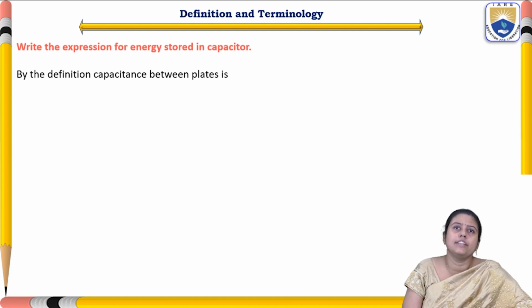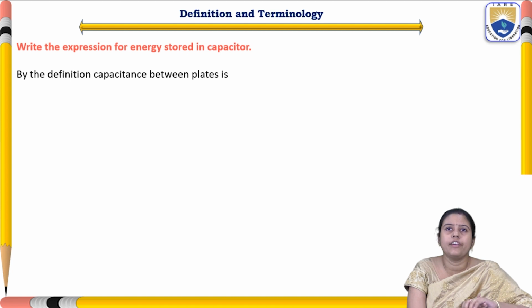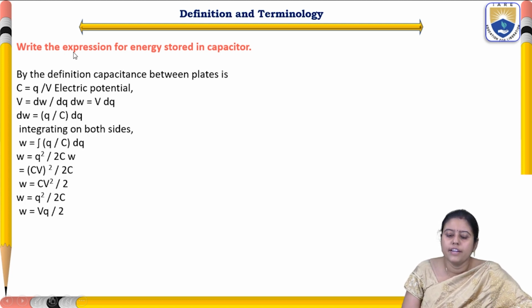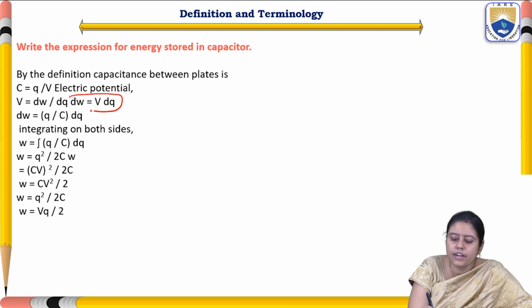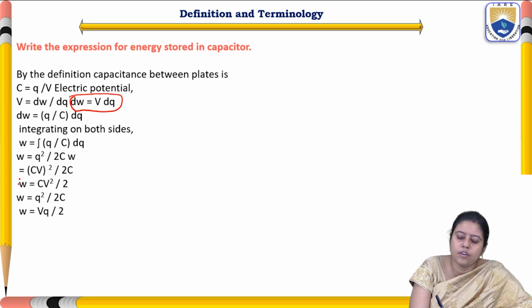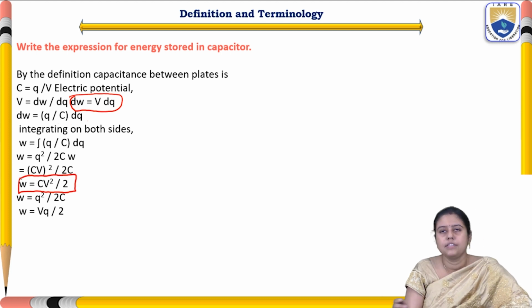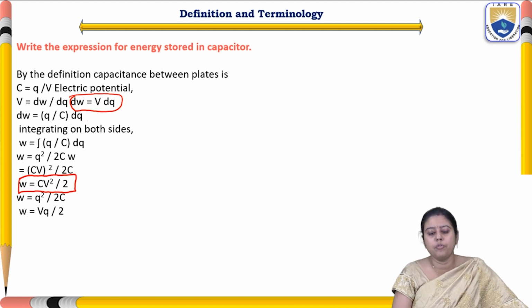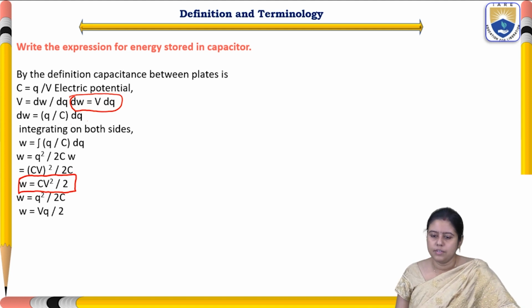Write the expression of the energy stored in the capacitor. By the definition of the capacitance between two plates, C is equal to Q by V, and electrical potential V is equal to dW by dQ. So dW is equal to V into dQ, and V is nothing but Q by C, so dW is equal to Q by C dQ. If we integrate both sides, we will get W is equal to half C V square. It can also be rewritten as W is equal to Q square by 2C.